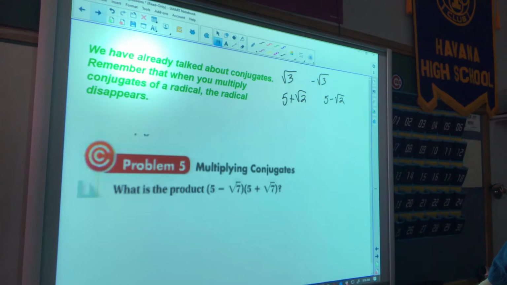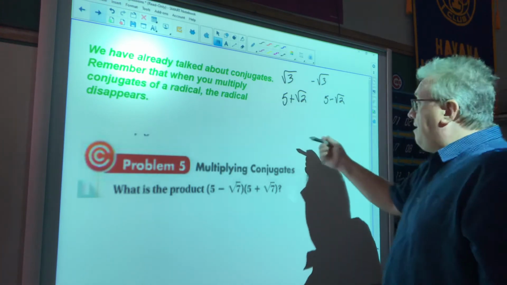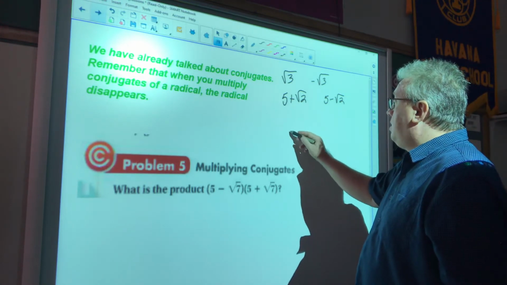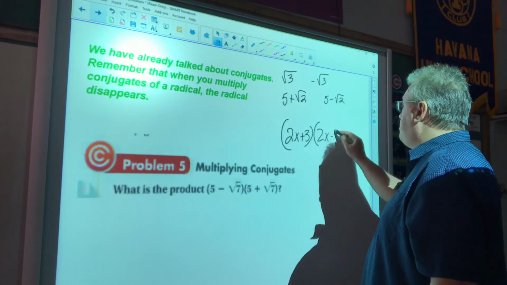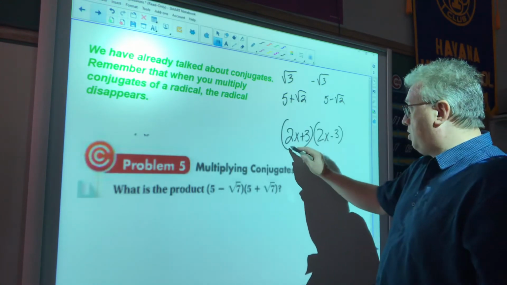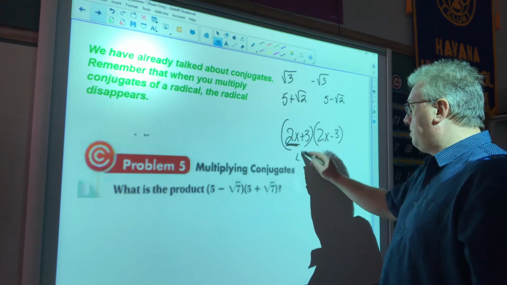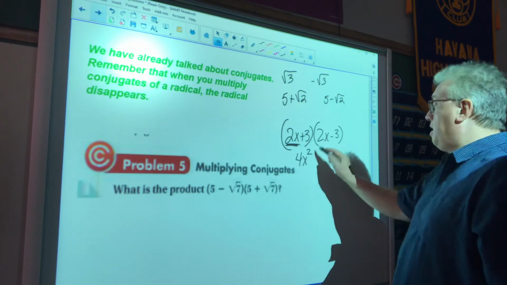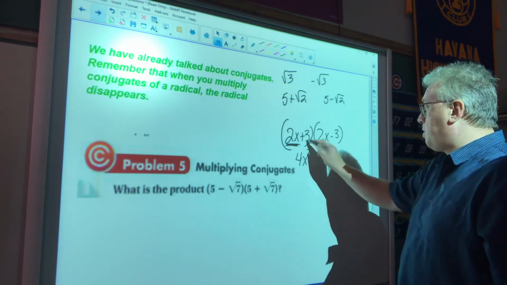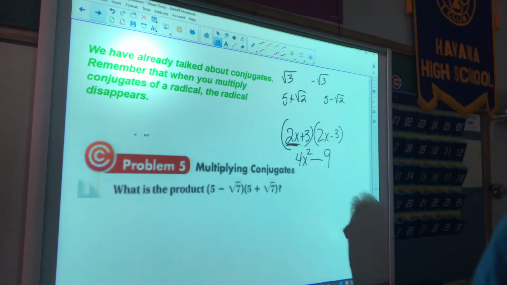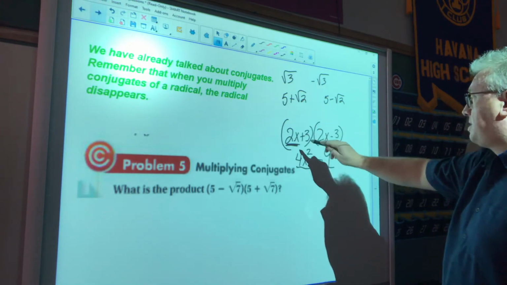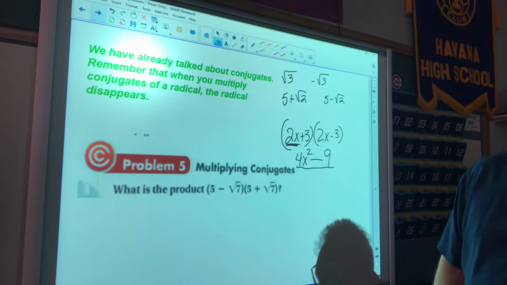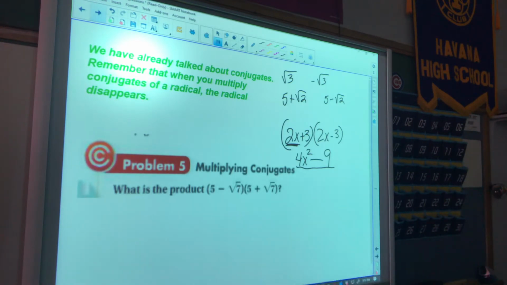So our rule we had about multiplying conjugates still applies here. If we have 2x plus 3 times 2x minus 3, what I told you is just square the first term, 4x squared, and always subtract the square of the last term. So if you were to FOIL these, this is what you'll get because the middle falls out. And that's the characteristic of conjugates, which is really kind of sweet.